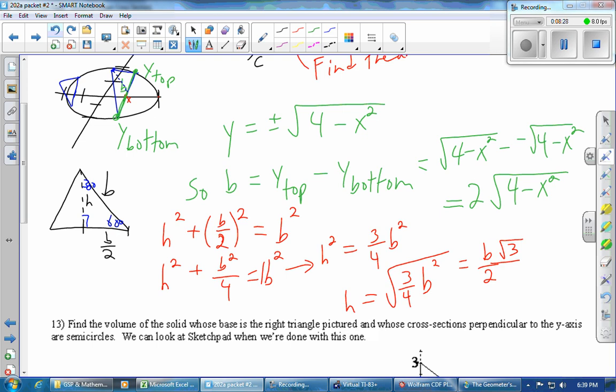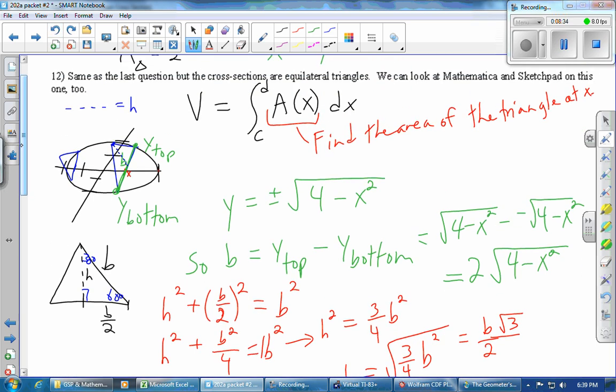So I think we're good to go. Let's go ahead and jump over to our area formula, our volume formula, I should say, right up here. So this is equal to... I'm running out of space. Let's put this in here. So the volume is equal to the integral of the area function.